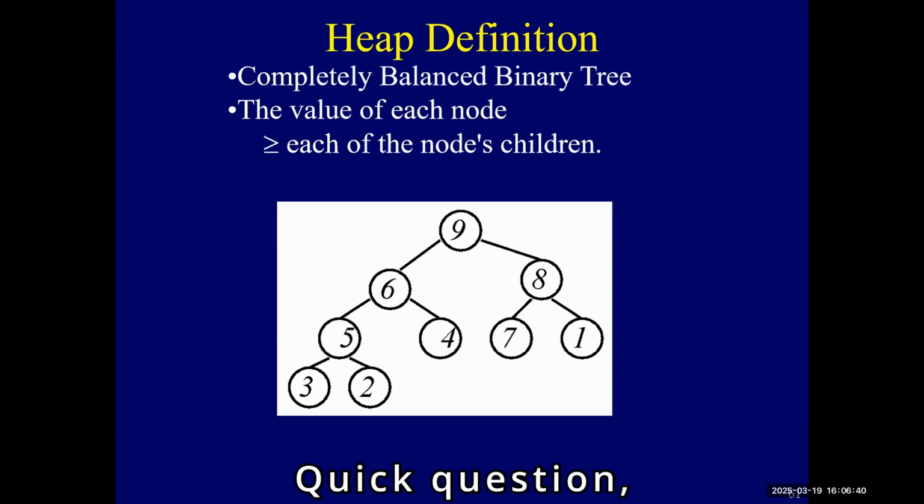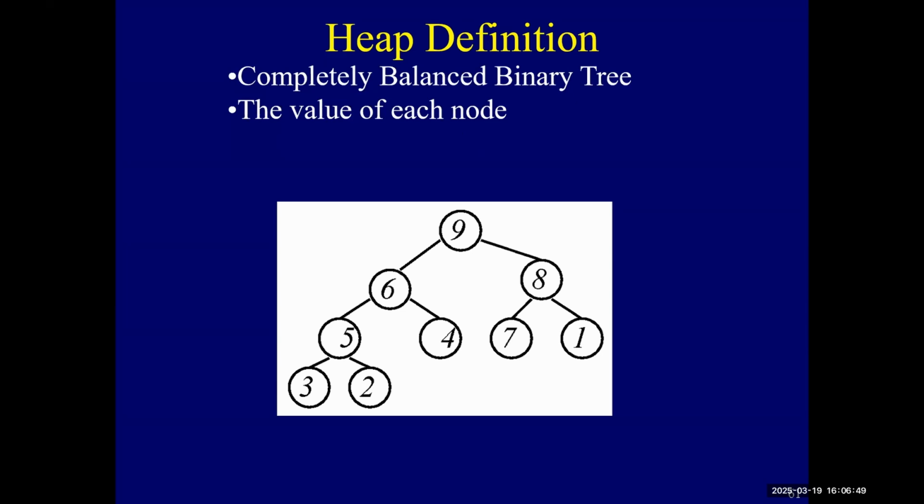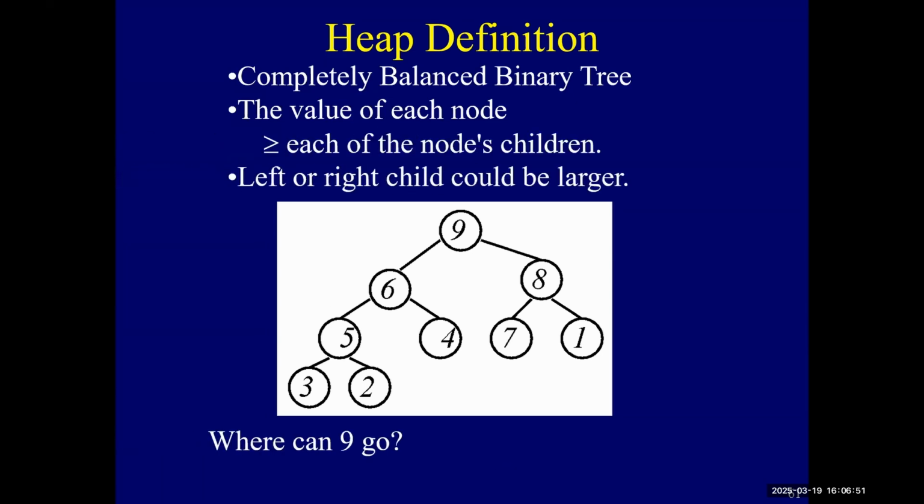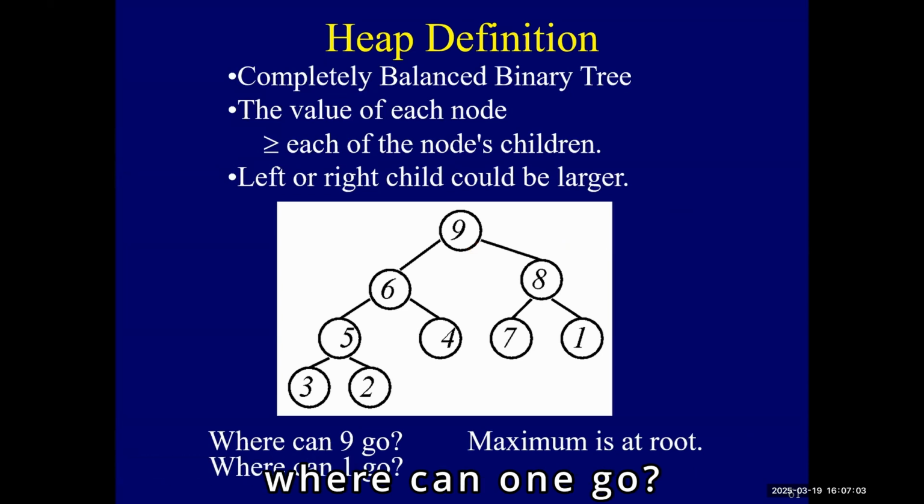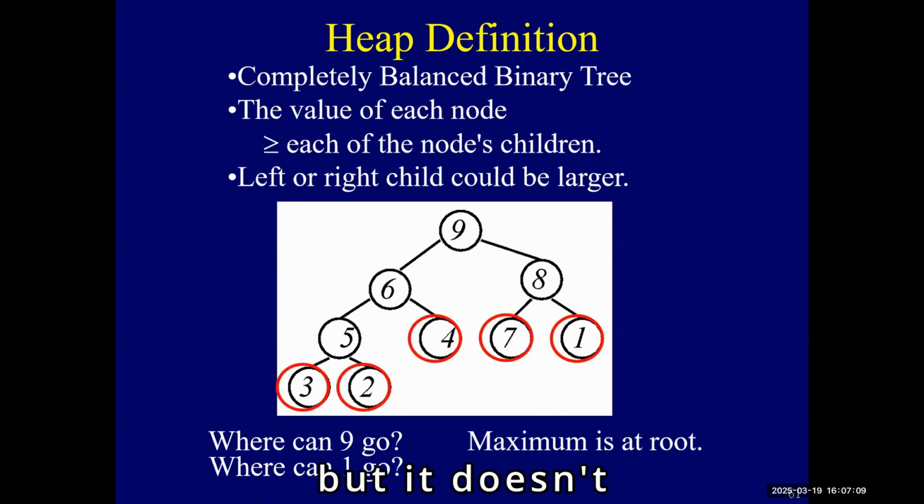Quick question. Who's at the root? The biggest, right? Where does the biggest go? The biggest has to be the root because it has to be bigger than all of its children. But on the other hand, where can 1 go? Well, it's the smallest. It's got to be one of the leaves, but it doesn't matter which one, right?